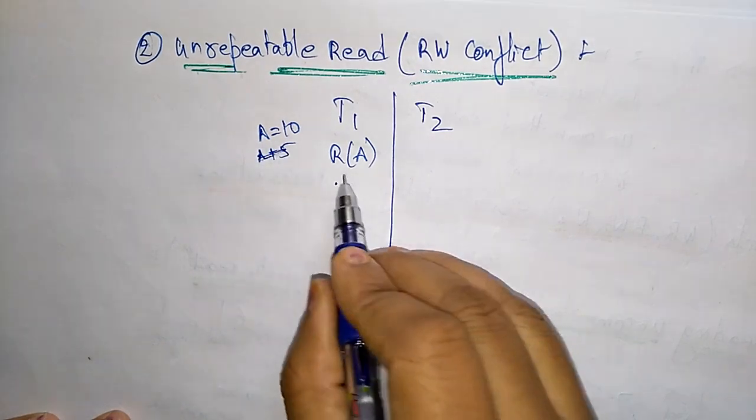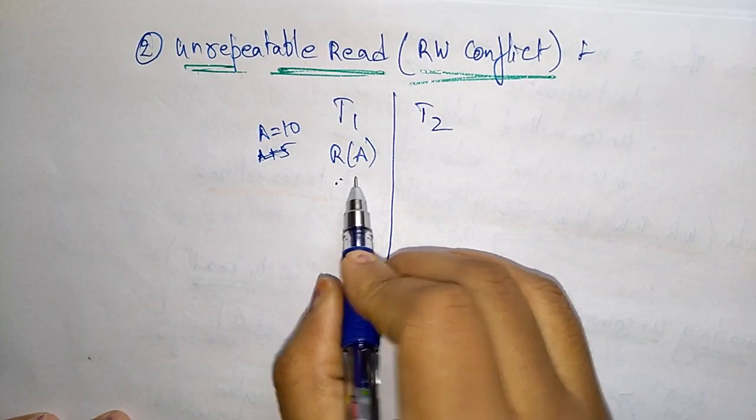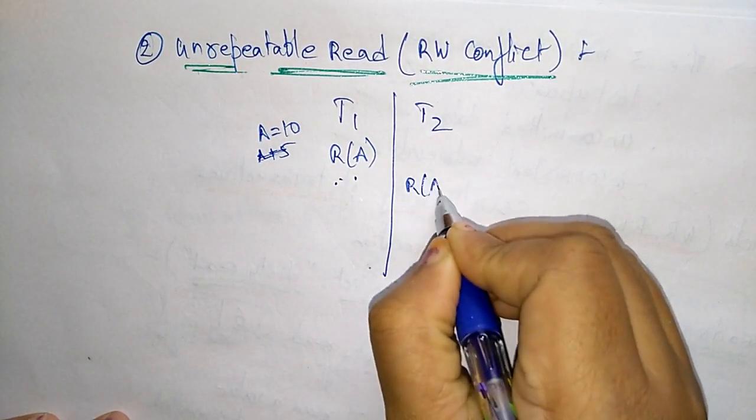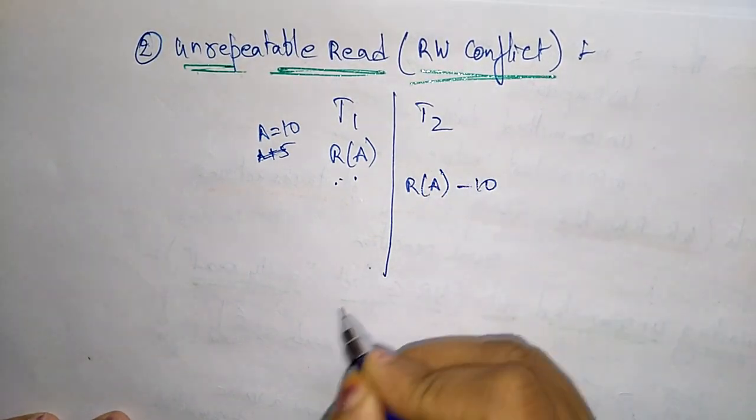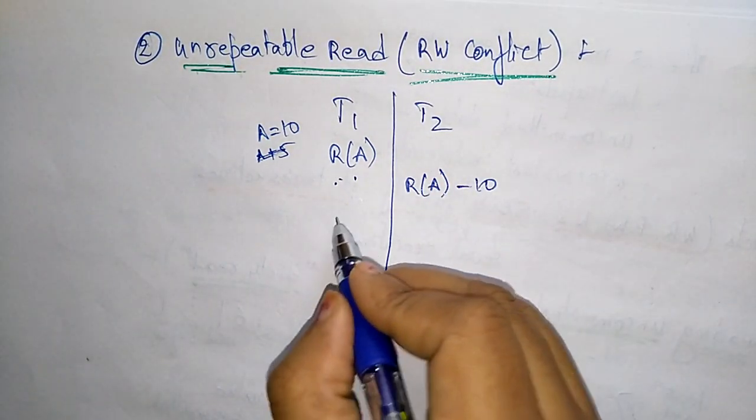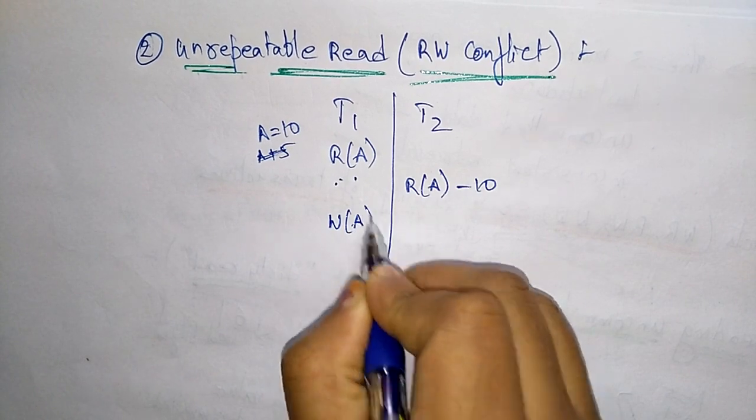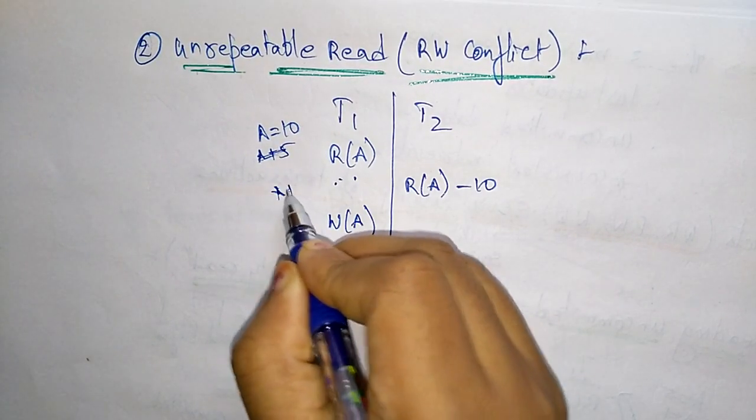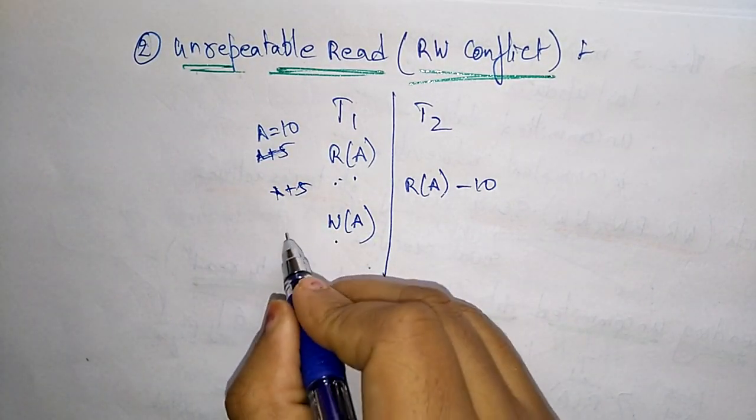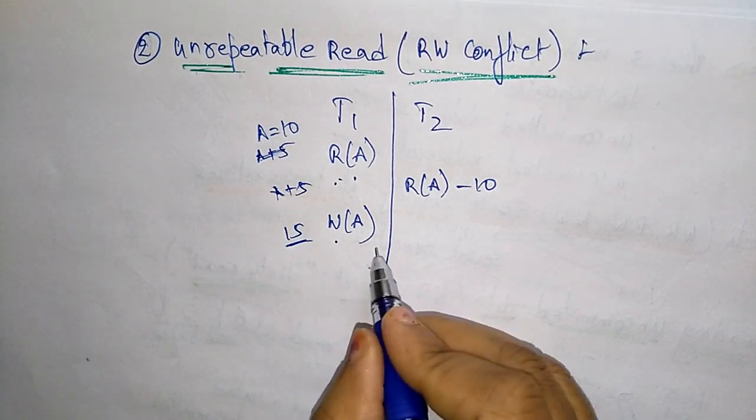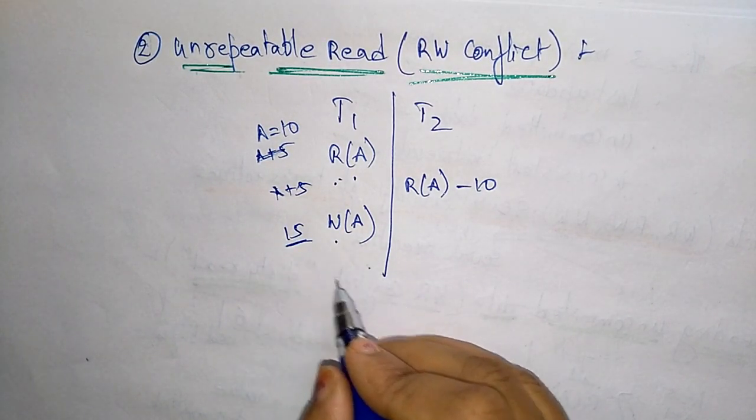T2 just reads the value of A, that is 10. T2 is also reading the value, that is also 10. After that it updates the value to A plus 5 and writes the value. Now the A is 15.